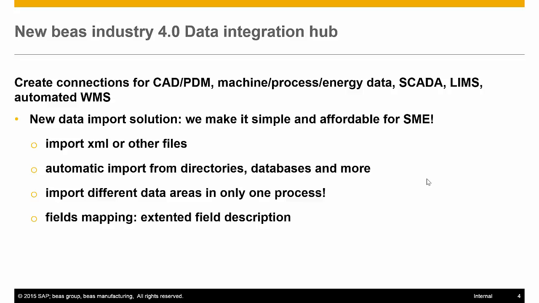You can automatically import data from directories, databases, and more sources. You can also import different data areas in only one process. Example, to import in only one process the bill of material of an item, but routing and then some information. It's different data, but in one unique process, then it could be imported. And field mapping with extended field descriptions.